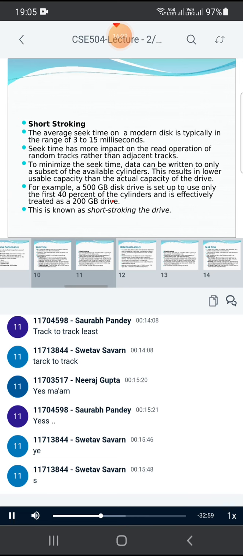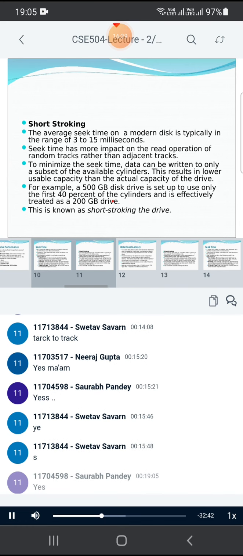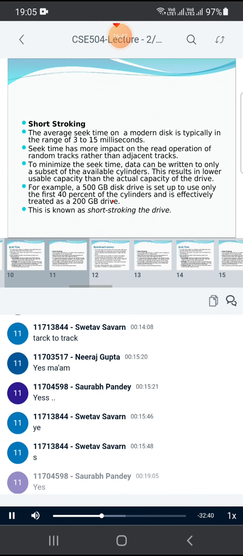So suppose we have 100 tracks, but we are just using 40, the outermost 40. If we are using the outermost 40 tracks, the area which the head needs to cover will get reduced, and if it gets reduced, seek time will also decrease, and this is how performance would be increased. Is this clear to everyone? Is it clear?